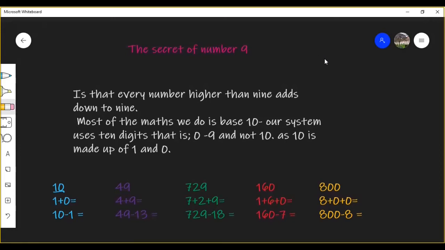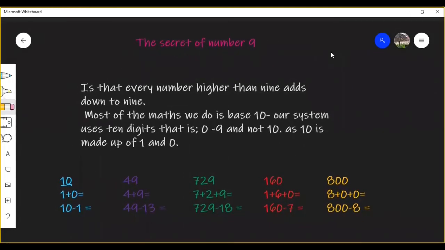So to prove that, and to prove the power of 9, that every number higher than 9 adds down to 9, I chose a couple of numbers, and I wanted to prove that. Now, let's go to the first one, which is made up of 1 and 0. So let's say 1 plus 0 gives you 1. If you take 1 and subtract it from 10, you get 9. Interesting. Yeah, that is terrific. I also find it the same.